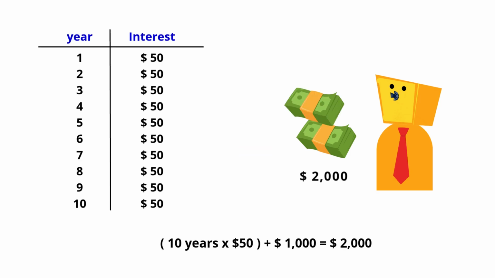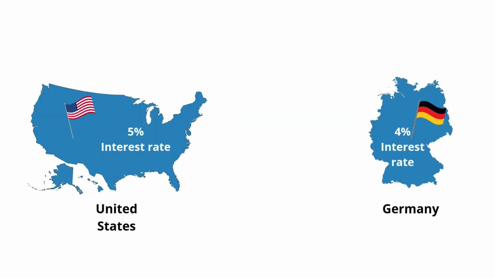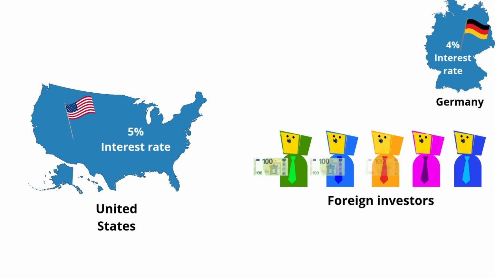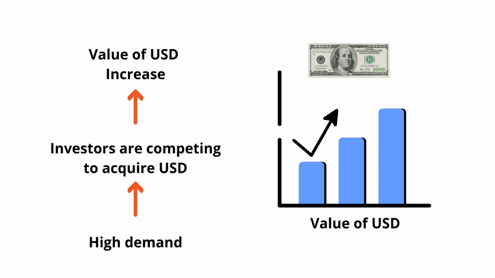10 years plus your $1,000 back at the end. So the idea is simple. Higher interest rates equal higher returns on investments. If US interest rates are higher than Germany's, investors may sell their euros, buy US dollars, and invest in American bonds or savings accounts. This extra demand makes the US dollar stronger.